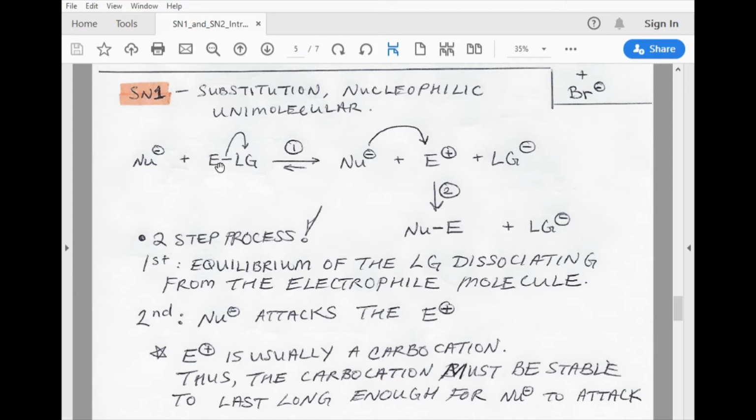Because the electrophile, which has a leaving group bound to it, this electrophile-leaving group bond must first break. And this is a very slow reaction, because bonds do not naturally break. And so there's an equilibrium that's formed, and it slowly has this leaving group leave, taking all the electron density with it between this electrophile and leaving group.